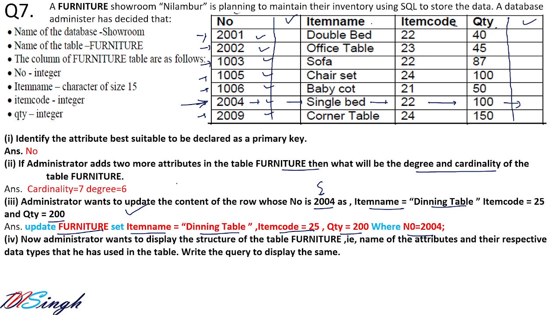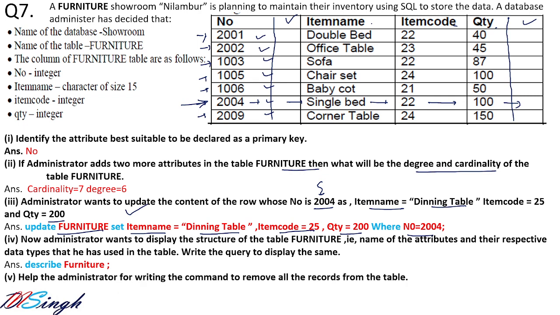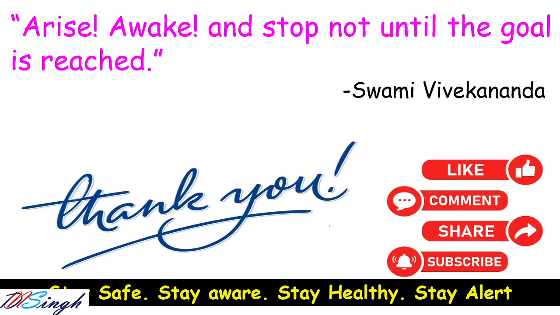Now administrator want to display the structure of the table furniture, name of the attribute and their respective data type that has used in the table. Write the query for that. I already told you to describe the structure, which command is used, describe or DESC, both are okay. So describe furniture, describe then table name. Help the administrator for writing command to remove all the record from the table, that is delete from table name, that is furniture. So what you write? Delete from furniture.